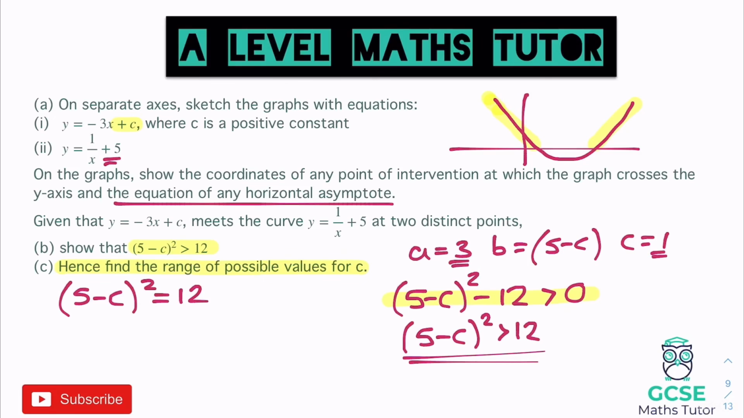So in order to solve this, we need to square root both sides. Okay, that's going to get rid of that squared bracket. And that would give us 5 minus c is equal to the square root of 12, but also not forgetting that's positive and negative root 12. Really important there not to forget that.